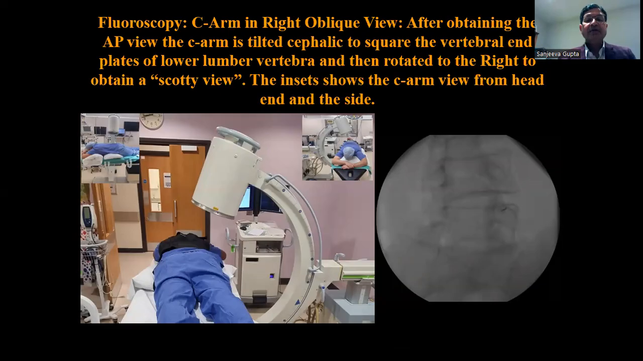Here I'm showing a C-arm in right oblique view. You can see that the C-arm is in the right oblique view and a corresponding image here. So as I said earlier, obtain a true AP view with the pedicles on either side and the spinous process in the center. Then go cephalic or caudal tilt and square the vertebral end plate closest to the target. People ask, which vertebral plate should I square? Because sometimes in a single vertebra, you'll not be able to square both the top and the bottom end plate. So we say square the vertebral end plate closest to the target point by cephalic or caudal tilt, and then go right oblique to obtain the Scotty view, and then identify the structures again, as I've already told, before embarking on any procedures.